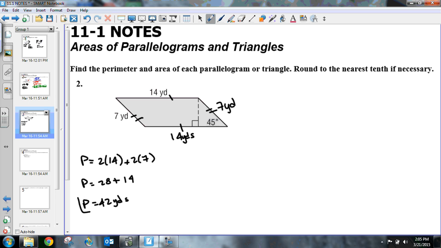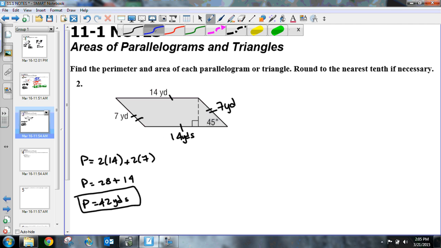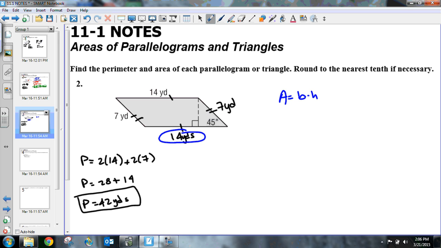Okay? So that one's pretty easy. You don't need to do anything to find that. But now I want to find the area. Okay, and the area is a little bit tricky because I need to have my base and my height. Now I know my base is this length down here, but my height is right here. All right, now what I want you to see here is that I have a 45-45 right triangle.